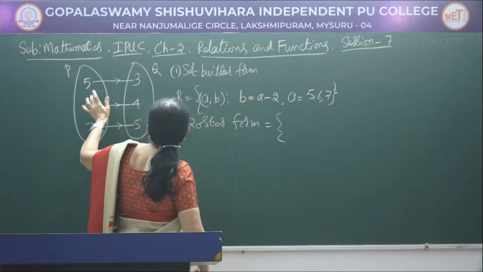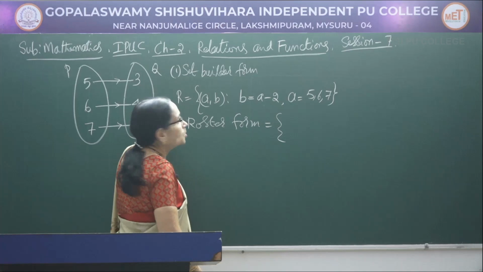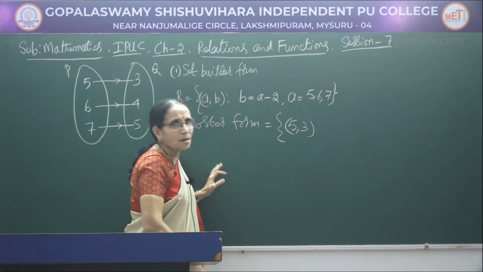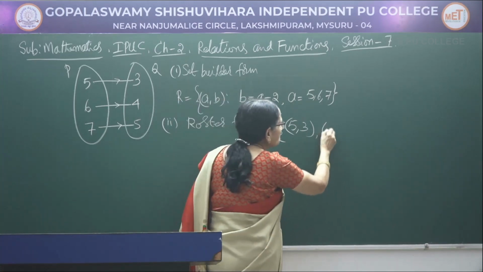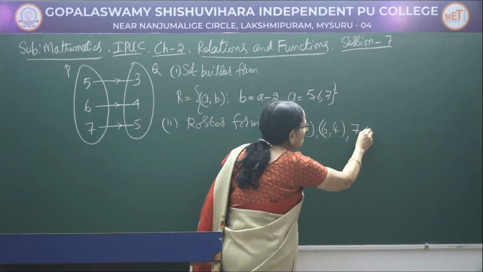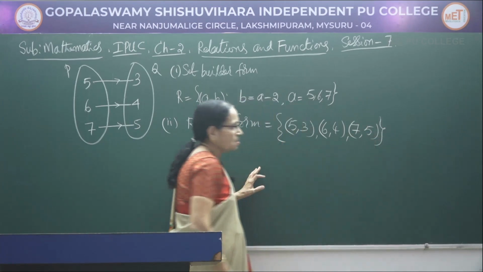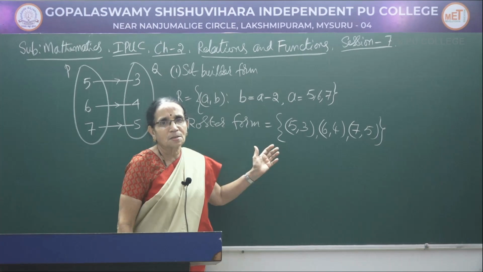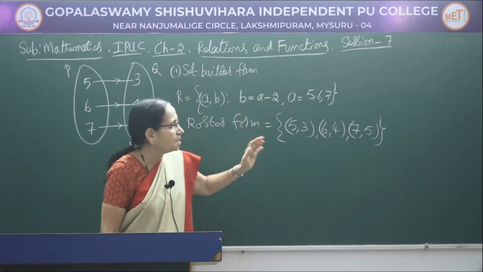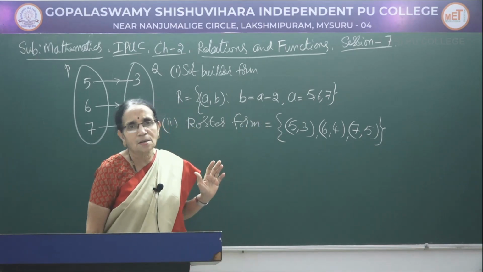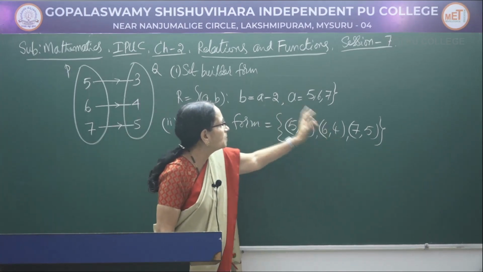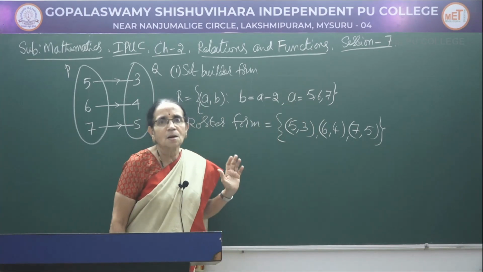You take the first element 5. Here, without looking at the rule, you can directly write. See, the first element is 5, it is associated with 3 of the second set. Next, the second element 6 is associated with 4 of the second set. Third element 7 is associated with 5 of the second set. That means these are the actual elements. There are 3 elements belonging to this relation. So, this is the set builder form or the rule method, and this is the roster form where we are actually writing the elements. Here you observe 5 minus 3 is 2, 6 minus 4 is 2, 7 minus 5 is 2. So, all of them satisfy the rule.